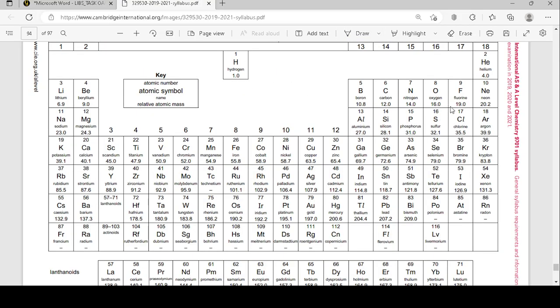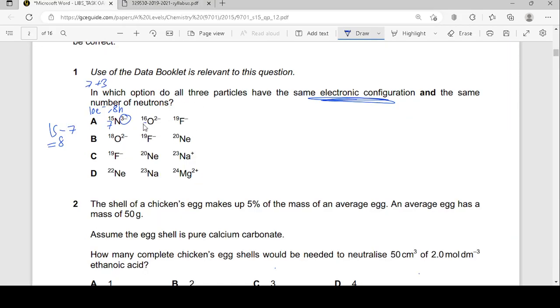And oxygen has 8 protons, and since it has a 2 minus charge, 8 plus 2 is 10, so it has 10 electrons. And 16 minus 8 is 8 neutrons. Then fluorine has 9 protons. A negative 1 charge means 9 plus 1 is 10 electrons. And then 19 minus 9 is 10 neutrons. So this can't be the answer, because we have to have the same electronic configuration for all three and the same number of neutrons.